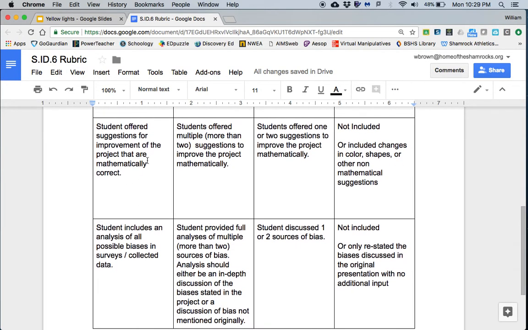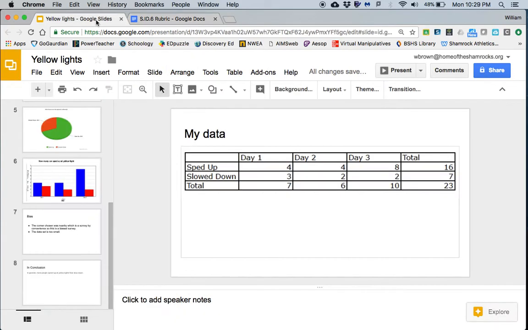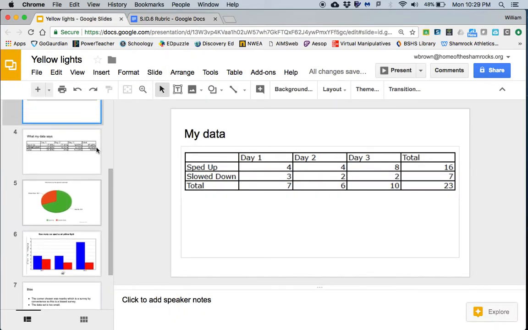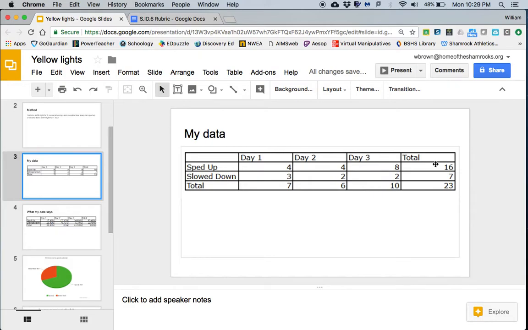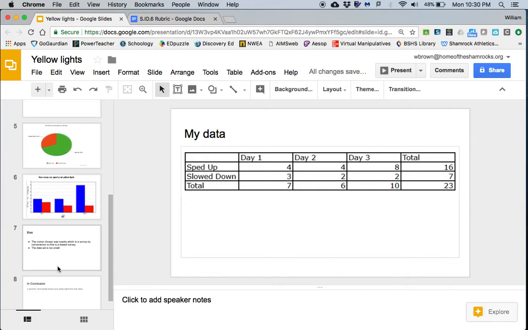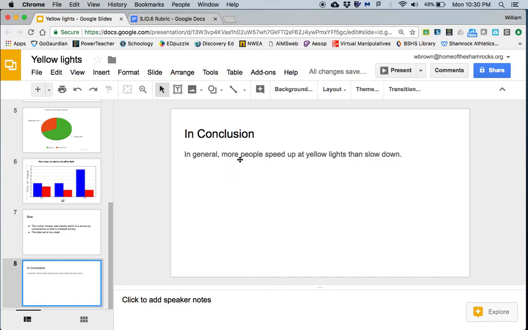So for suggestions to make the project better, it says that you need to offer multiple suggestions, so that's more than 2. So my first suggestion is when you start, let's get a lot more data. Okay, this is only 3 days. You have to have a minimum of at least 7 days. You just have to have a lot more data. And the other thing is, this is one single traffic light in one particular city. It's really difficult to take that and then make this very, very general conclusion that's implying for everywhere. So you get a couple choices here to make it better.